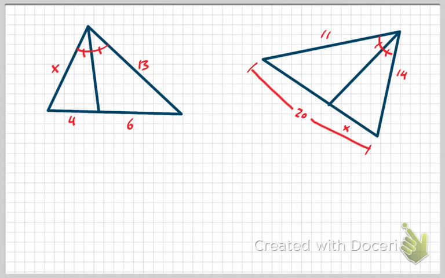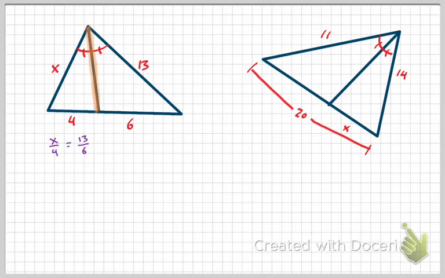In this first one on the left-hand side, we have our angle bisector here in orange. If I'm going to make my ratios sticking to one side of my angle bisector, I would do x over 4. Notice that the x is on the left side, and the 4 is on the left side. Then the 13 corresponds to the x, and the 6 corresponds to the 4.